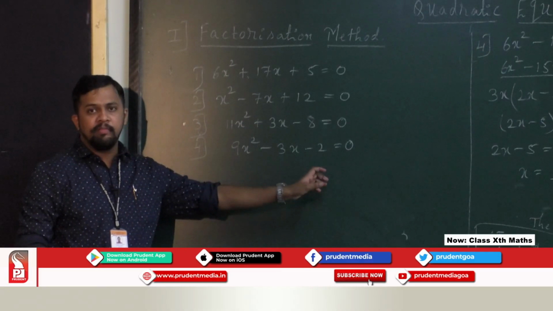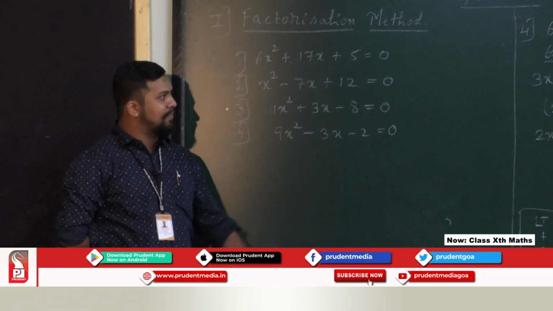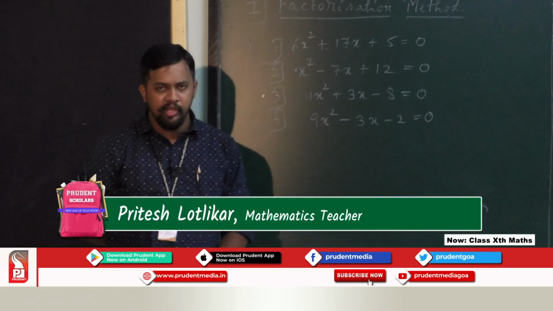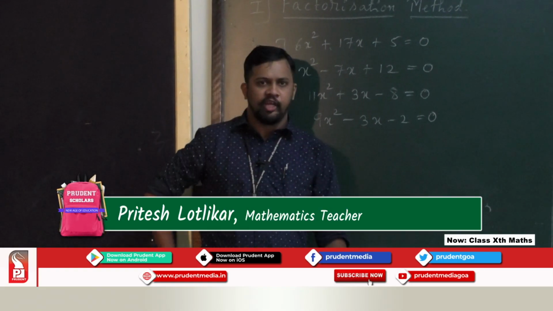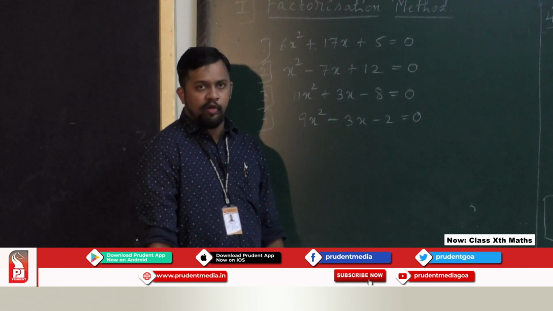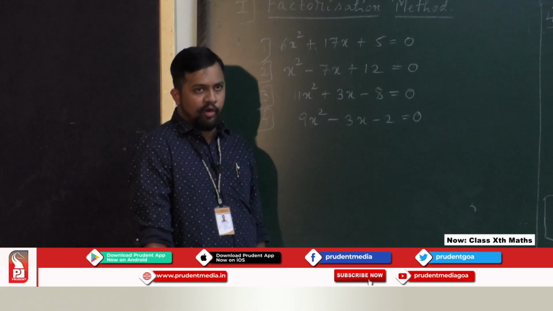Okay, these are the 4 problems based on today's topic we have learned. So finally, to summarize what we have learned today, we started with what a quadratic equation is. We define a quadratic equation as an equation in the form ax square plus bx plus c equal to 0, where a, b, c are real numbers and a is not equal to 0.